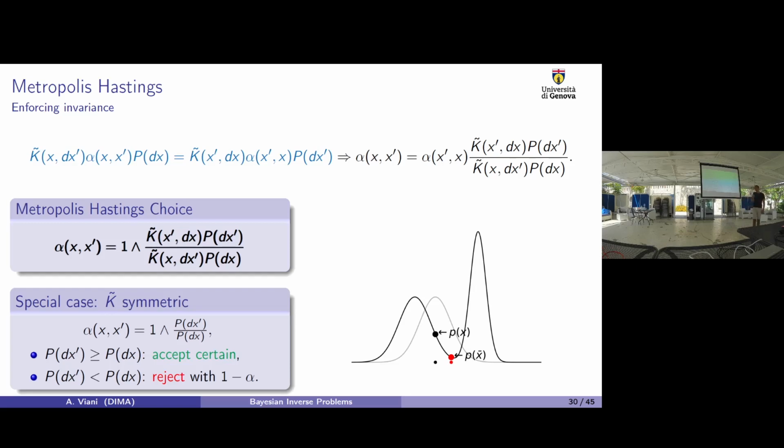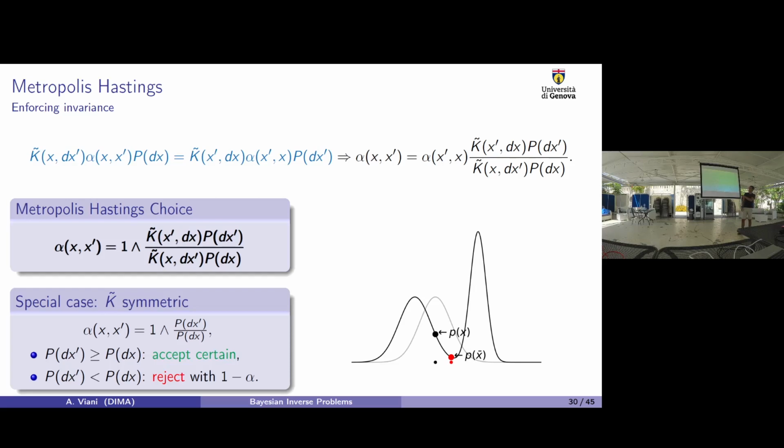And you maybe can ask, why? Just suppose we start moving here. If we always reject when we propose a step that is worse than the previous one, once we reach the maximum, we don't move, so we cannot see the other peak of the distribution.